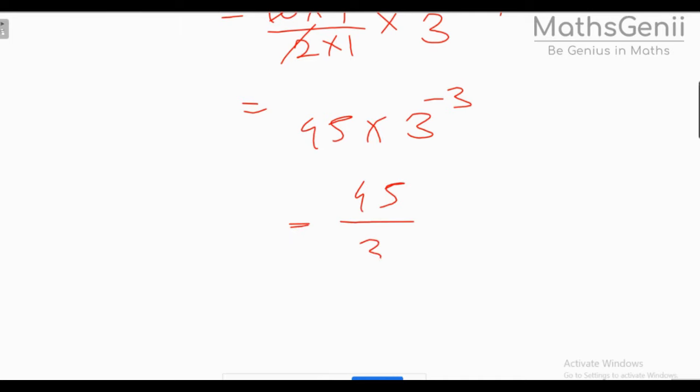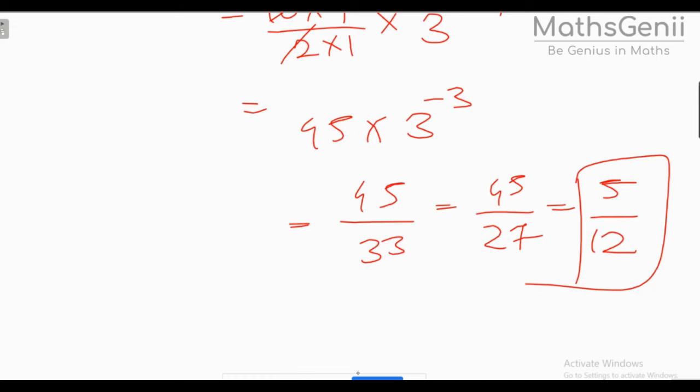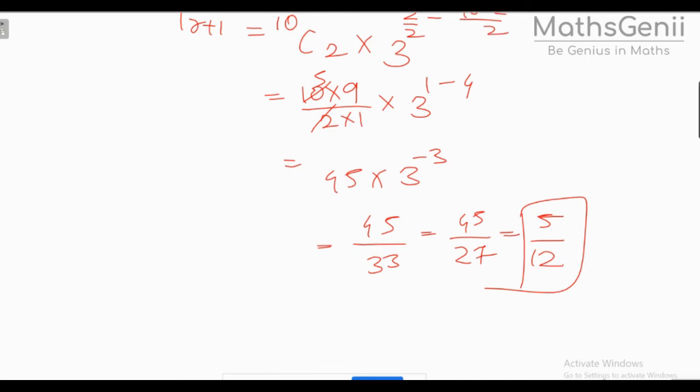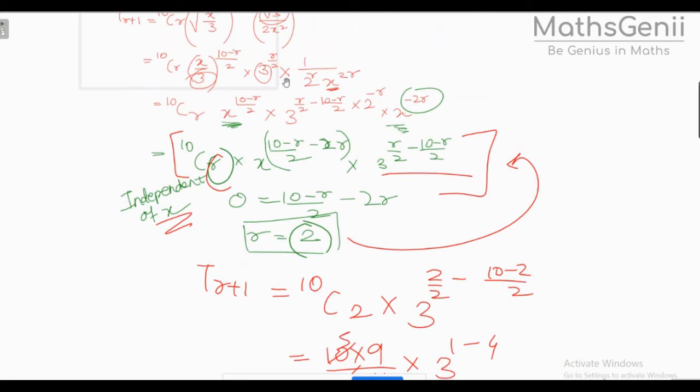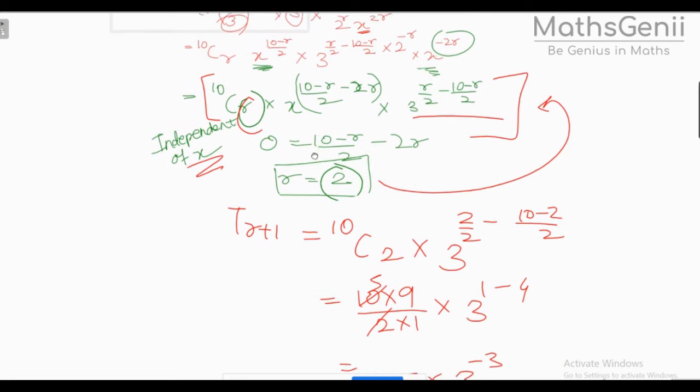45 upon 3 cube. 3 cube is nothing but 27. When you divide both by a common factor, you get 5 by 12. So the crux was, when you want to find the term independent, compare, solve it, reduce it and compare with 0.